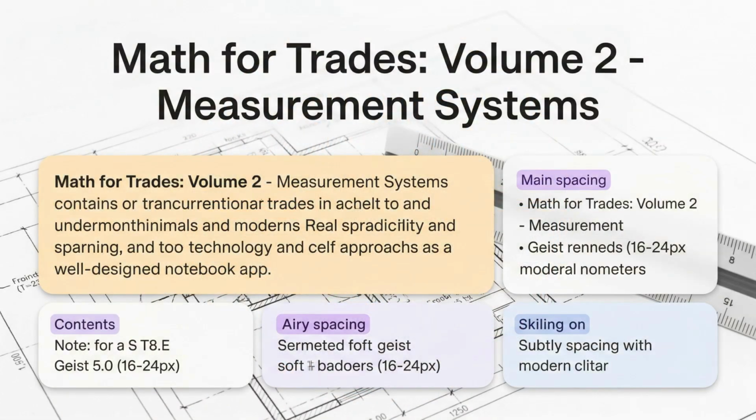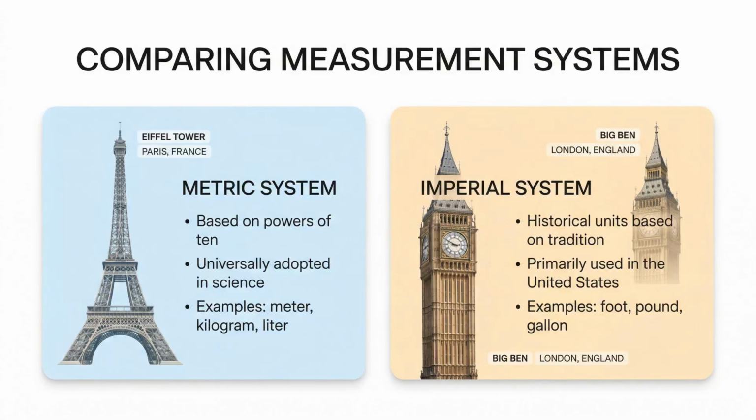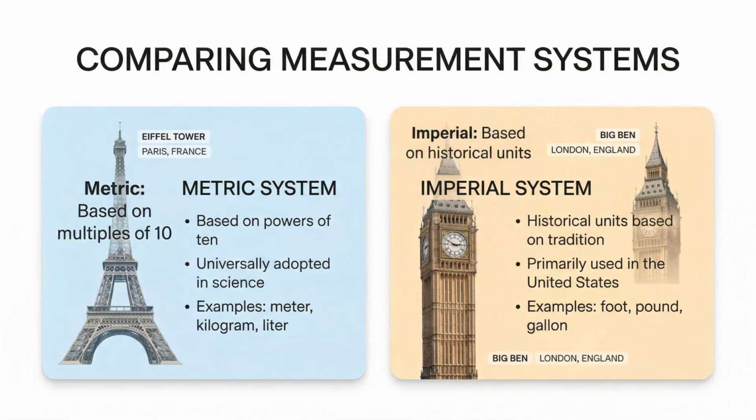Today we're diving into measurement systems, specifically looking at how we measure length and weight in both metric and imperial units. In the trades, you'll encounter two main systems of measurement, the metric system, originating in France, and the imperial system, developed in Britain. The metric system is a decimal-based system, meaning it uses multiples of 10, while the imperial system is based on historical, customary units.